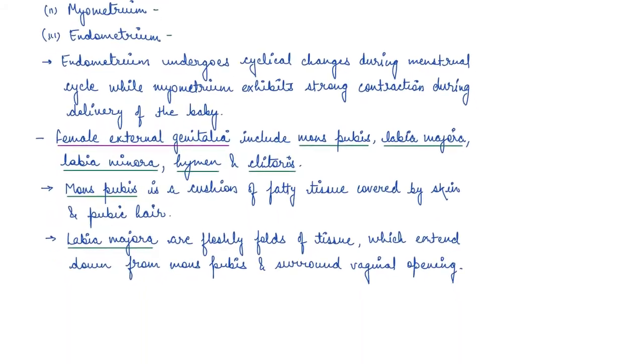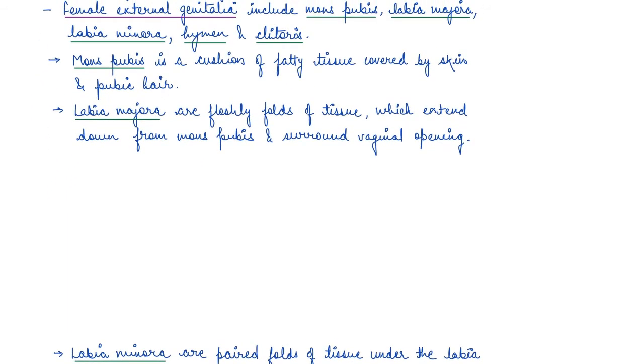Now the mons pubis, the first one, mons pubis is nothing but a cushion of fatty tissue which is covered by skin and you have pubic hair there, right? Then comes your labia majora. So labia majora are fleshy folds of tissue which extend down from the mons pubis and surround the vaginal opening. So this labia majora surrounds the vaginal opening, and labia minora both are, remember, both are folds of tissues. Now labia minora is under the labia majora. So basically these are folds of tissue under the labia majora.